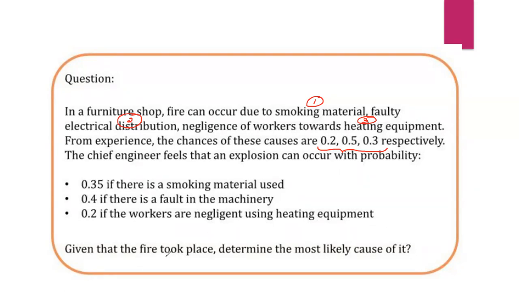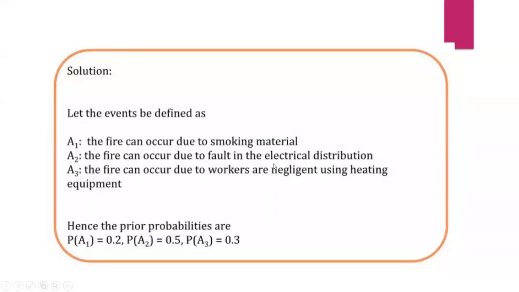Now the fire accident has taken place. What is the most likely cause of it? Here the probabilities are according to experience, and these three probabilities are given by the chief engineer. So let us now try to solve this.